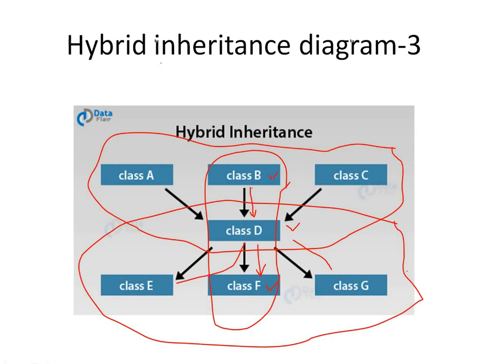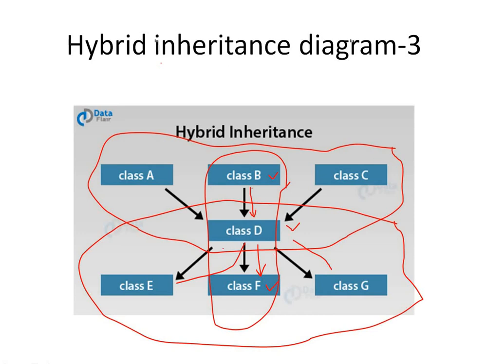So hybrid inheritance is a combination of two or more types of inheritances, or hybrid inheritance is a combination of all the inheritances. Here we have seen single inheritance, multiple inheritance, multi-level inheritance and hierarchical inheritance. If you consider the path from B to D, this is a single inheritance. If you consider the path from class B to class D, class D to class F, this is called multi-level inheritance. If you consider the path from class A to class D, class B to class D and class C to class D, this is called multiple inheritance.